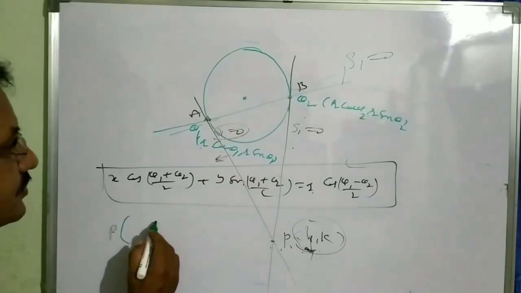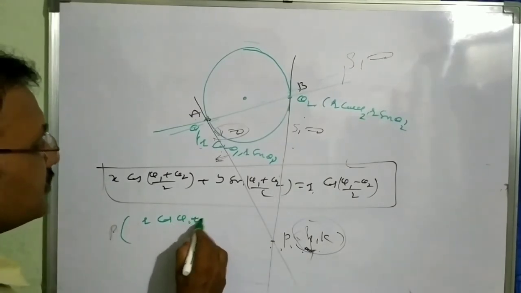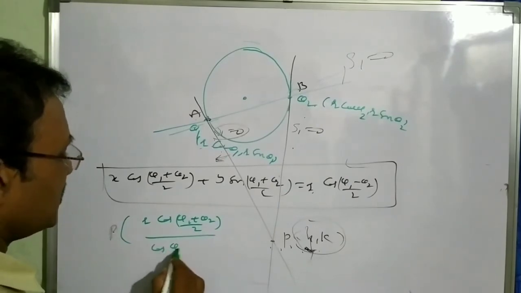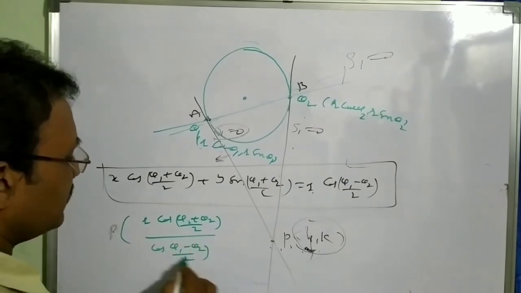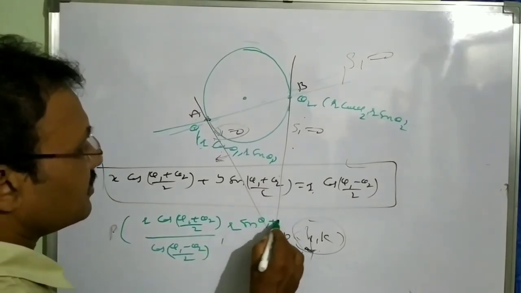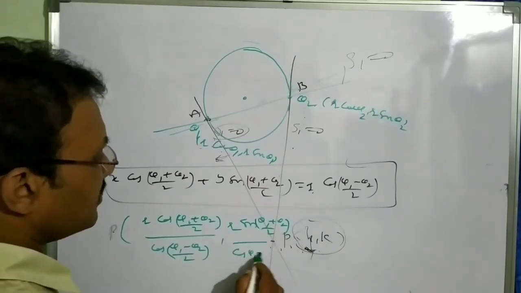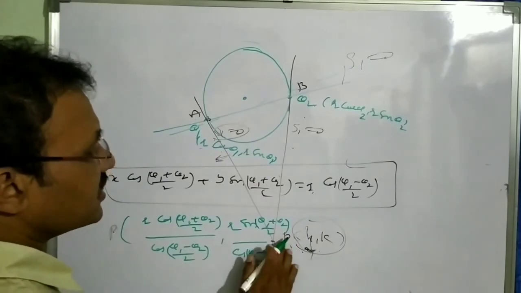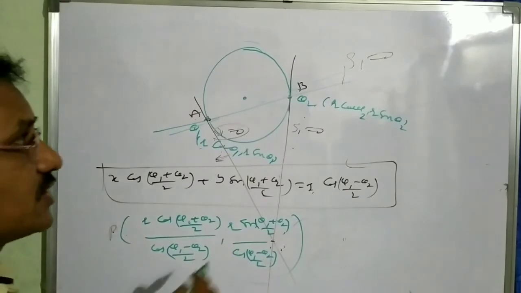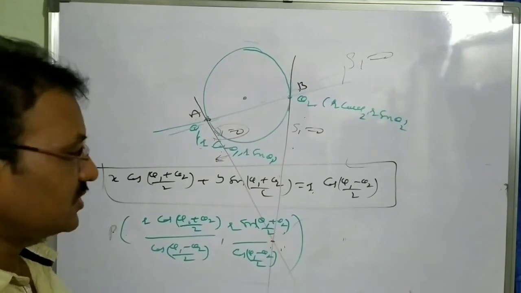which is (r cos((theta 1 plus theta 2)/2) by cos((theta 1 minus theta 2)/2), r sin((theta 1 plus theta 2)/2) by cos((theta 1 minus theta 2)/2)). It is the point P. Understanding? This is the point of intersection of tangents drawn at points A and B. It is very important to remember.